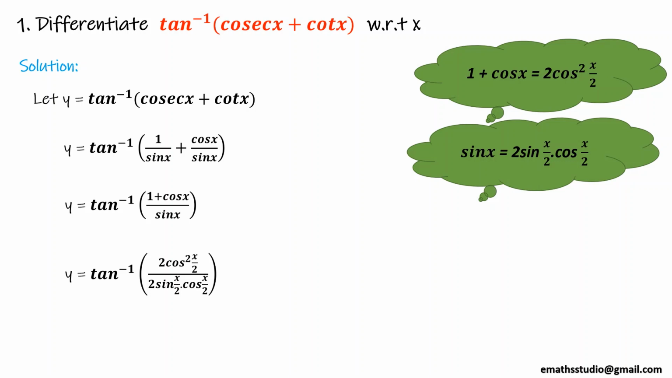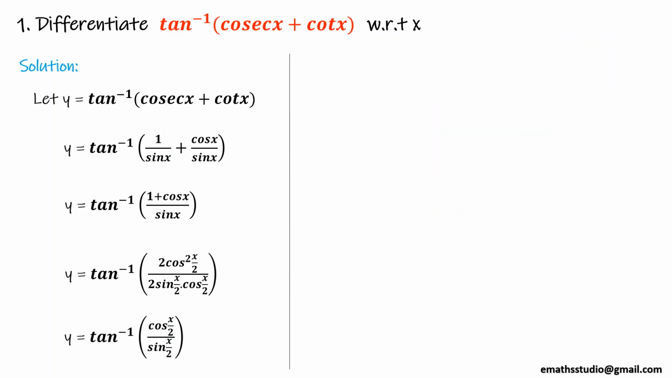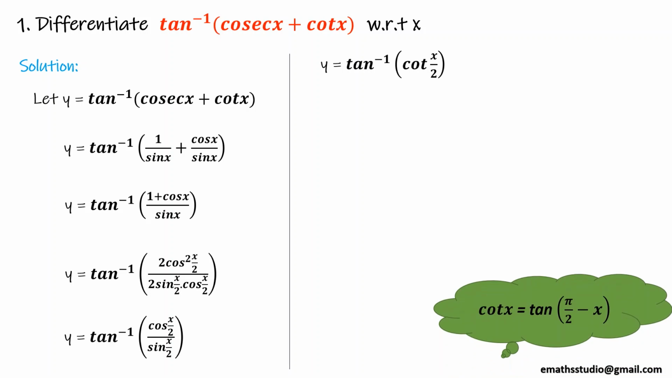Now, if you observe, you can cancel 2 as well as cos x by 2. Then this becomes y is equal to tan inverse of cos x by 2 upon sin x by 2, which in the next step can be written as y is equal to tan inverse of cot x by 2. Now again I am referring to trigonometry, that is cot x can be written as tan of pi by 2 minus x. So look at the term inside the bracket. I can modify this cot x by 2 as tan of pi by 2 minus x by 2. So in the next step, you can write this as y is equal to pi by 2 minus x by 2.